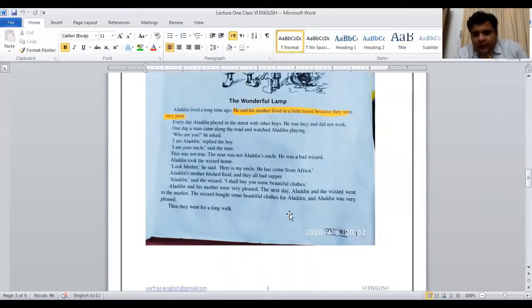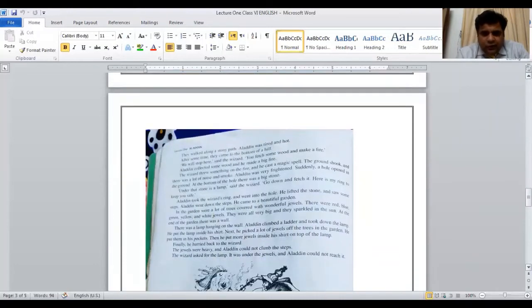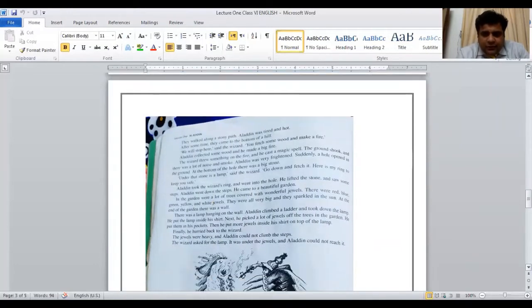The next day, Aladdin and the wizard went to the market. The wizard bought some beautiful clothes for Aladdin, and Aladdin was very pleased, was very happy. Then they went for a long walk. Dear students, now turn to page number 2. They walked along a stony path.